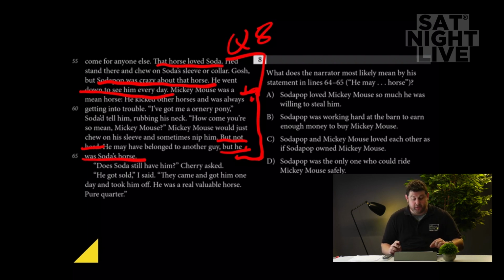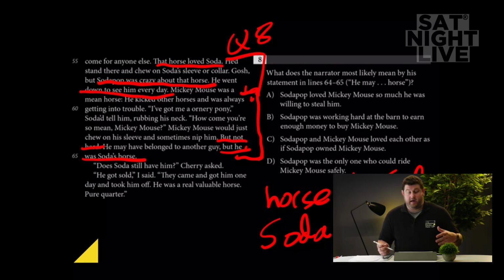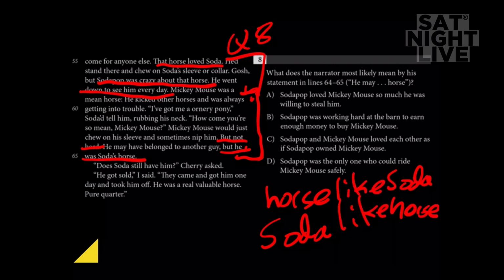The question wants us to focus on the comment at the end. But we know from our evidence, what do we mean when he was Soda's horse? Well, apparently the horse seems to like the character Soda. And right back, Soda seems to like the horse. Your answers here don't need to be very articulate. They just need to be backed up by the evidence you underline with your pencil.